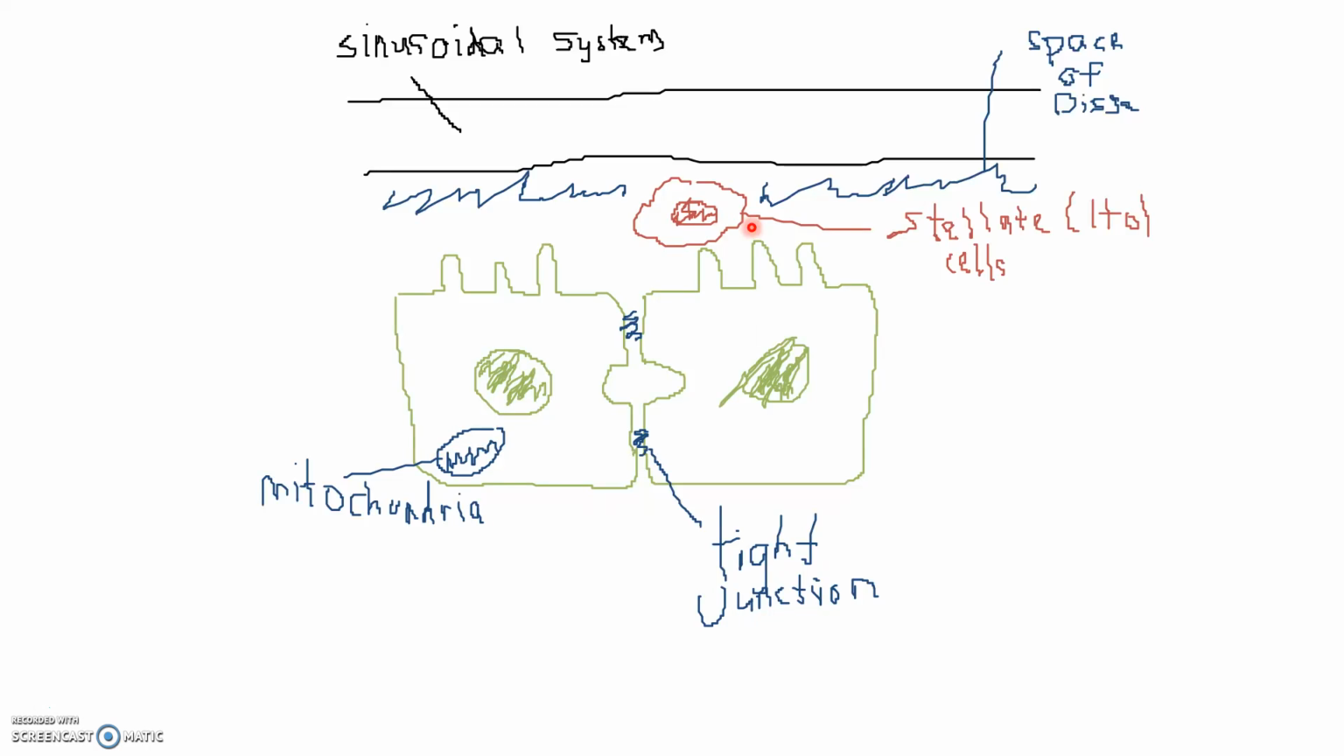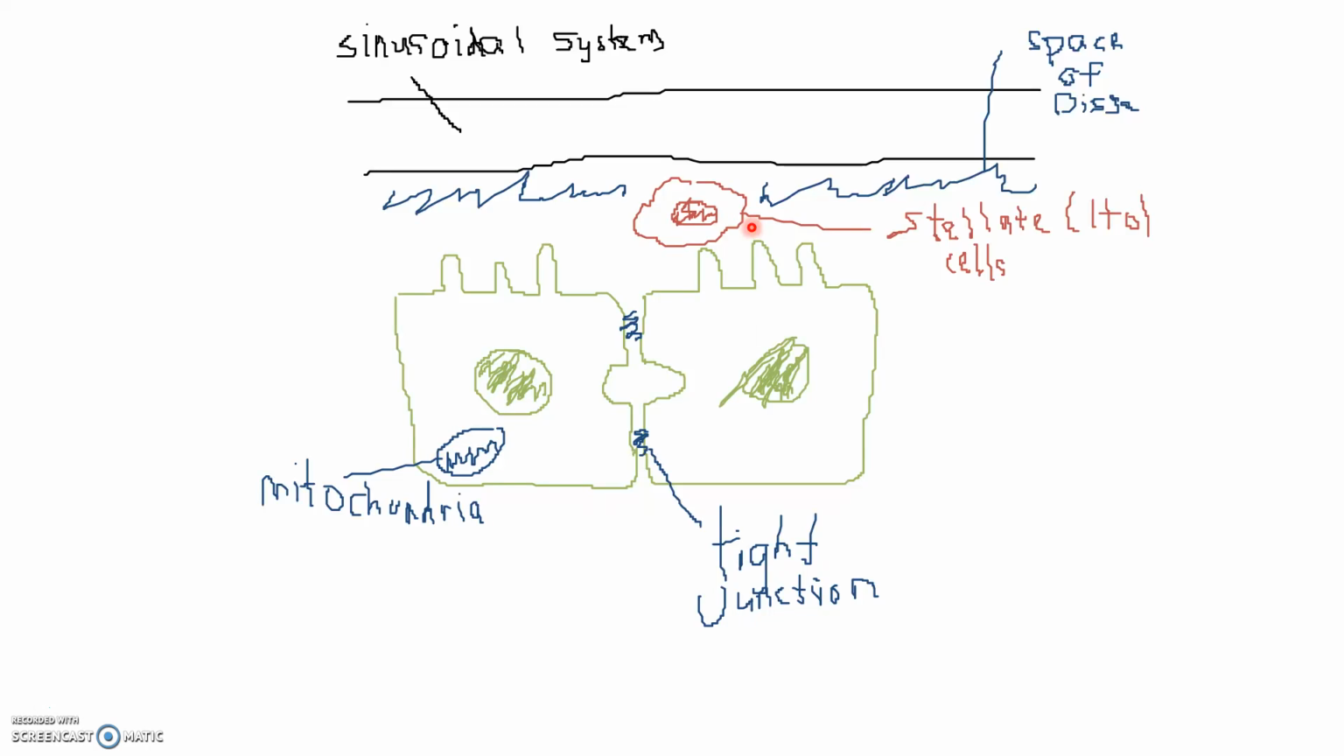So I've talked about the first one, the space of Disse. The second one, I've talked about the microvillar surfaces. The third one, I've talked about bile canaliculi that are formed between the gaps, how they are formed, as there are gaps between the hepatocytes. The fourth one, I've talked about how the bile is drained into the bile canaliculi and what the components of the bile are.